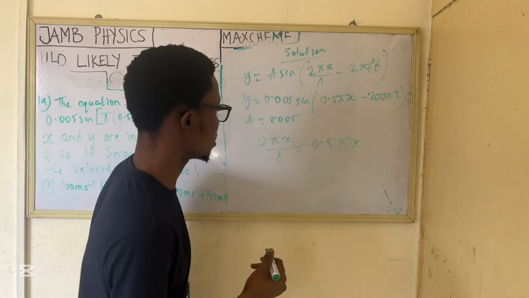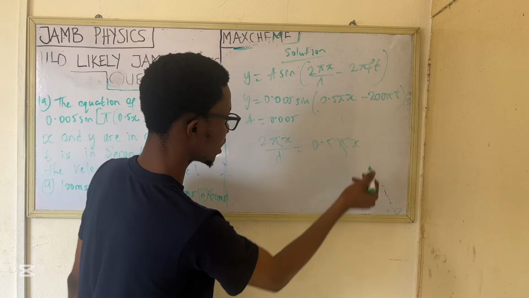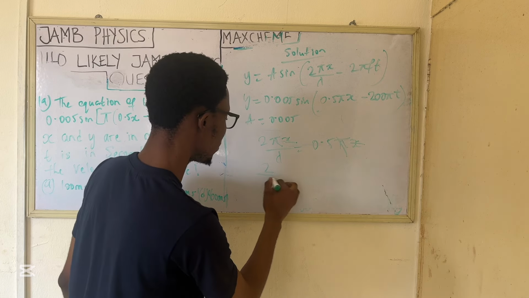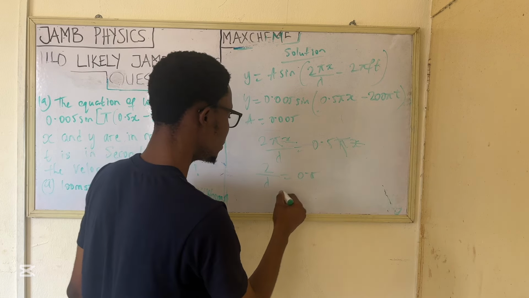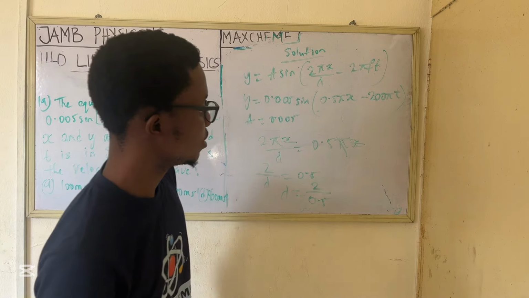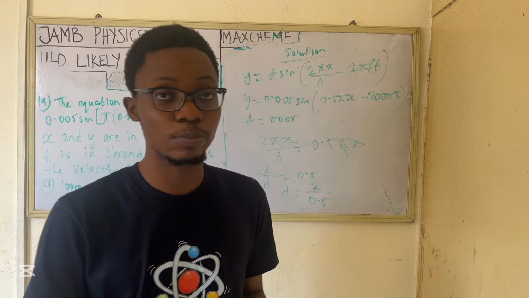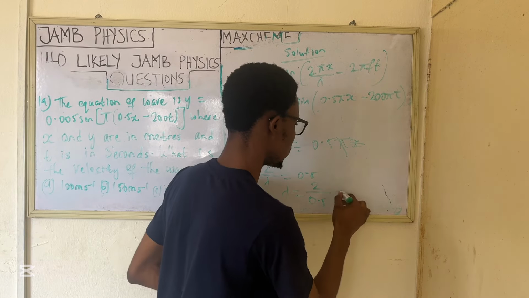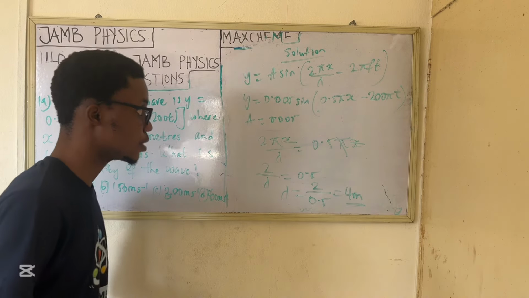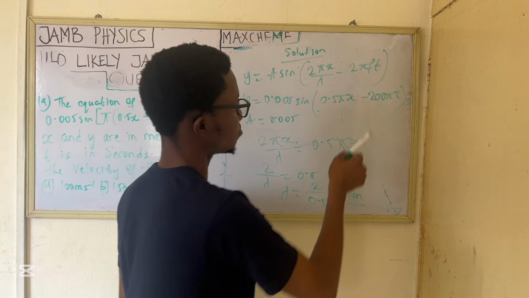Now look at this. We cancel pi, we cancel x. All we now have left is 2 over lambda is equal to 0.5. Definitely lambda is equal to 2 divided by 0.5. You get me now? That means our lambda is equal to 2 divided by 0.5, which will be 4. That is 4 meters. We have lambda to be 4 meters.